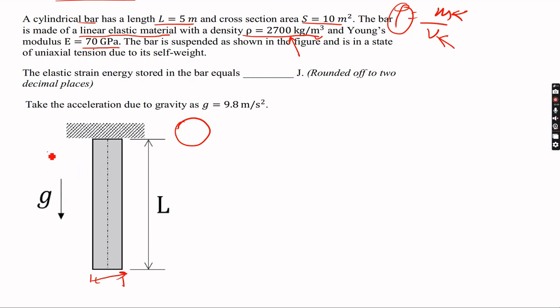What is the weight? Weight is nothing but mg, and this mg is acting at the center of mass, in the downward direction. So due to this mg, there is some tension in the bar. Due to that tension, there will be some self deflection, due to self weight. And due to that deflection, there will be some energy stored in this bar. What is that energy stored? That is nothing but your strain energy, because when you are putting some weight, there will be some strain in this body.